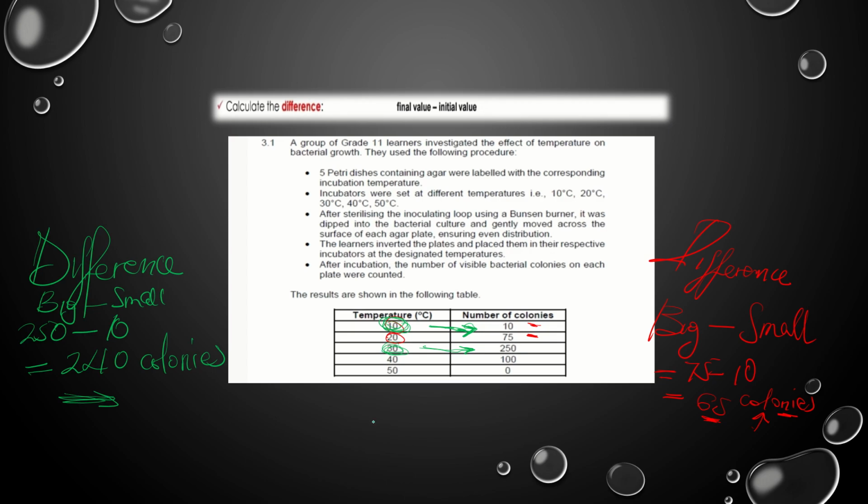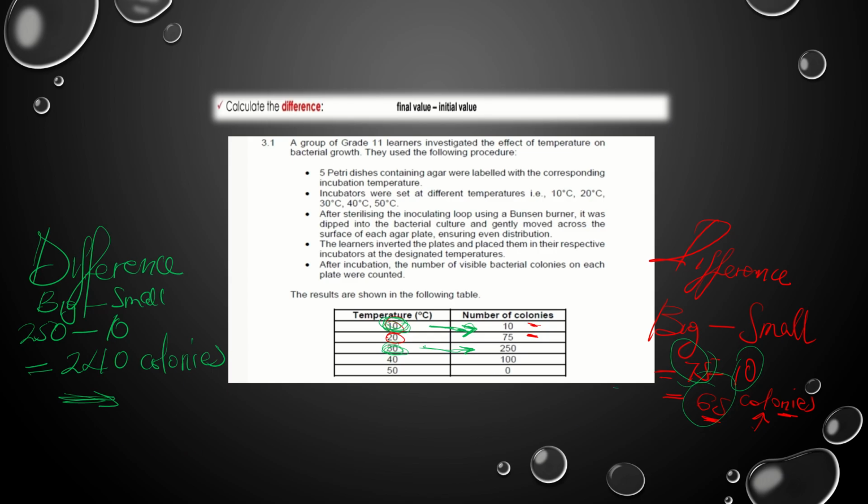And then when we come to the difference between 10 and 20 degrees, we have 75 minus 10 colonies. We're going to have what? 65. We have a difference of 65 colonies from the temperature 10 degrees to temperature 20 degrees. So the difference between the number of colonies at 20 degrees and 10 degrees is 65 colonies.